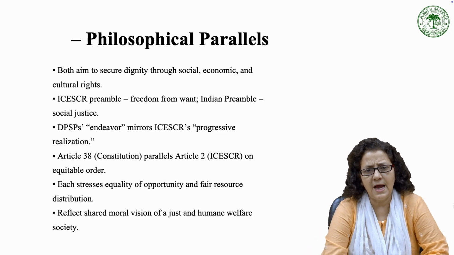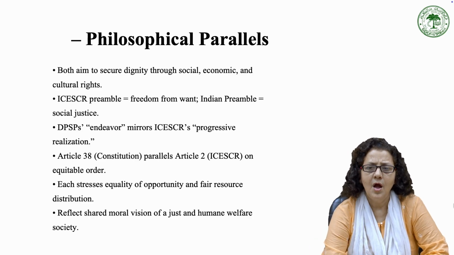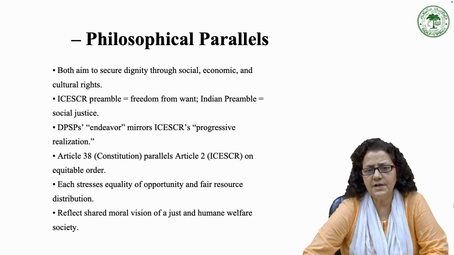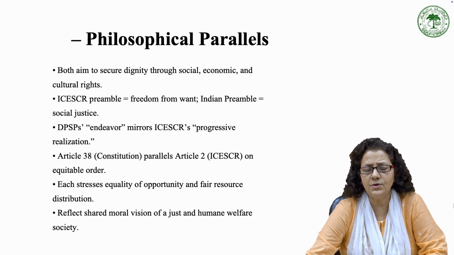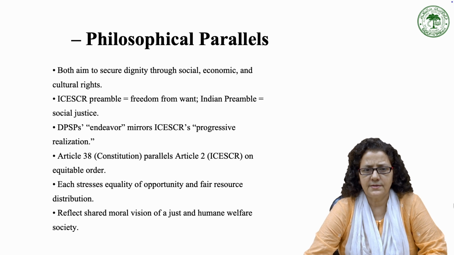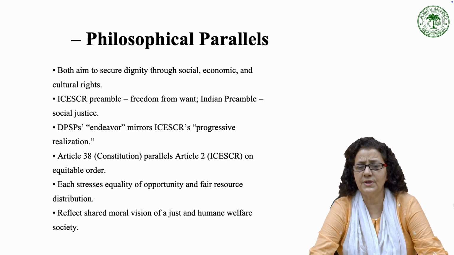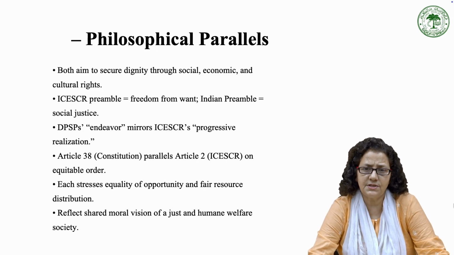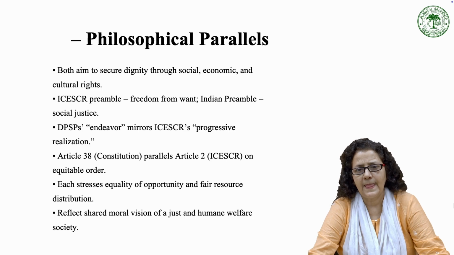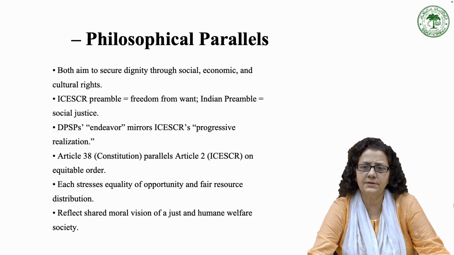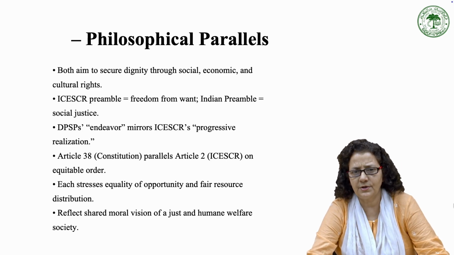Both the ICESCR and the DPSPs are founded on the belief that human dignity cannot be achieved without securing economic and social rights. The preamble of the covenant calls for freedom from want, while the preamble to the Indian Constitution promises justice, social, economic, and political. The philosophical basis of both instruments lies in the idea that democracy is incomplete without equality of opportunity and fair distribution of wealth. That means we need to juxtapose political democracy and economic democracy.